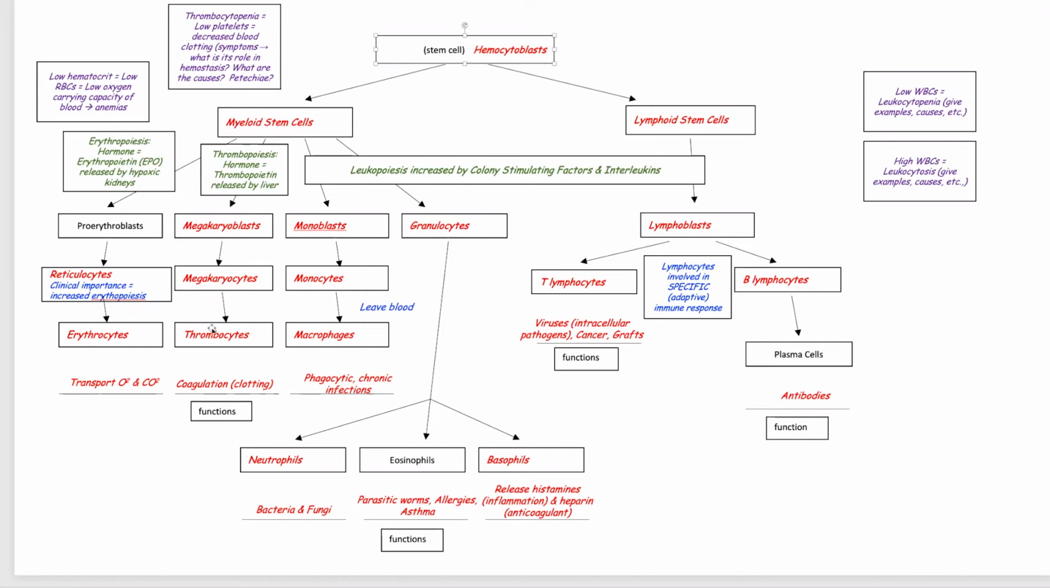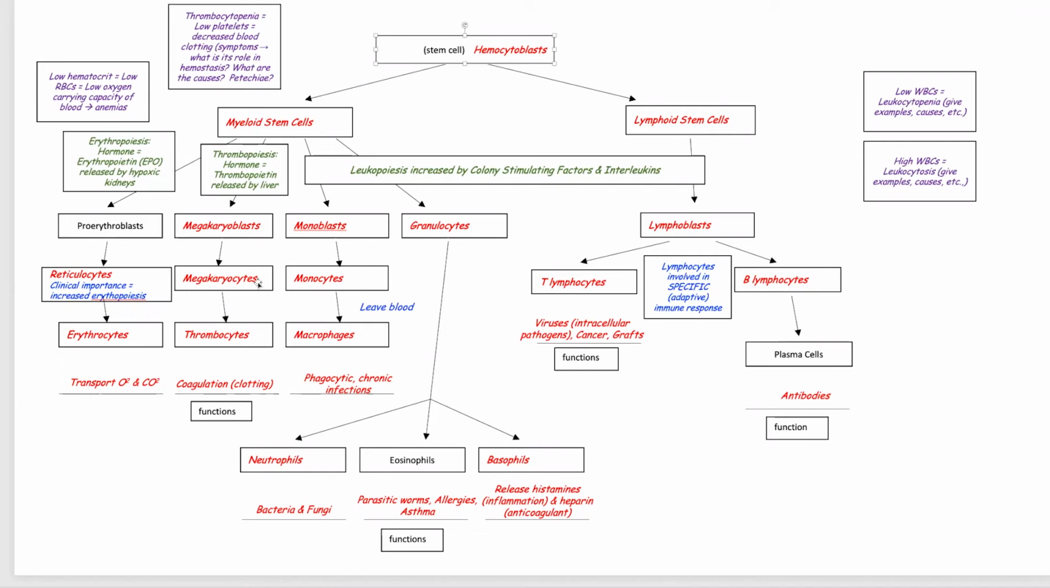Now let's look at thrombocytes or platelets. The myeloid stem cell will become a megakaryoblast, which will mature into a megakaryocyte. Megakaryo refers to the fact that these cells have a large nucleus. Pieces of the megakaryocyte will pinch off and become thrombocytes.